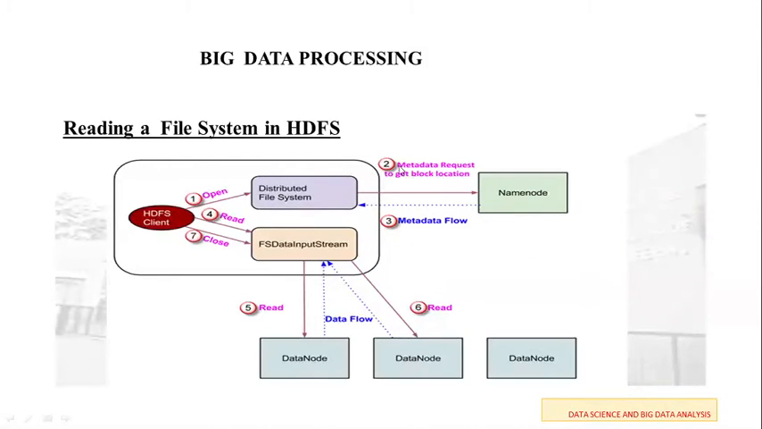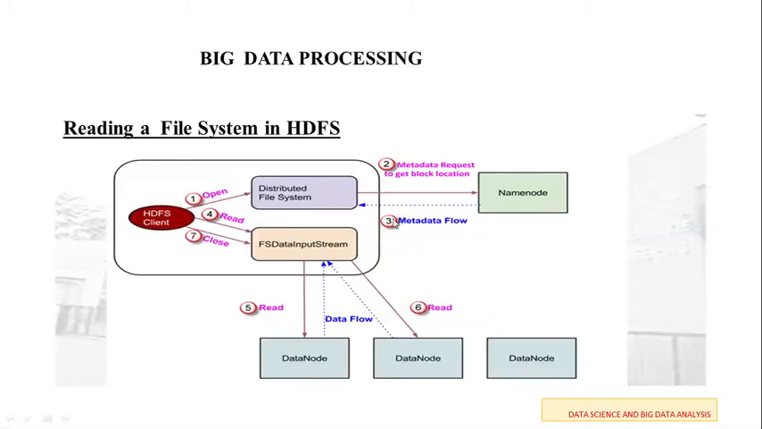Then in the second step, there is a metadata request to get back the locations. This object connects to the name node using RPC and gets metadata information such as the locations of the blocks of the file. Note that these addresses are of the first few blocks of the file.